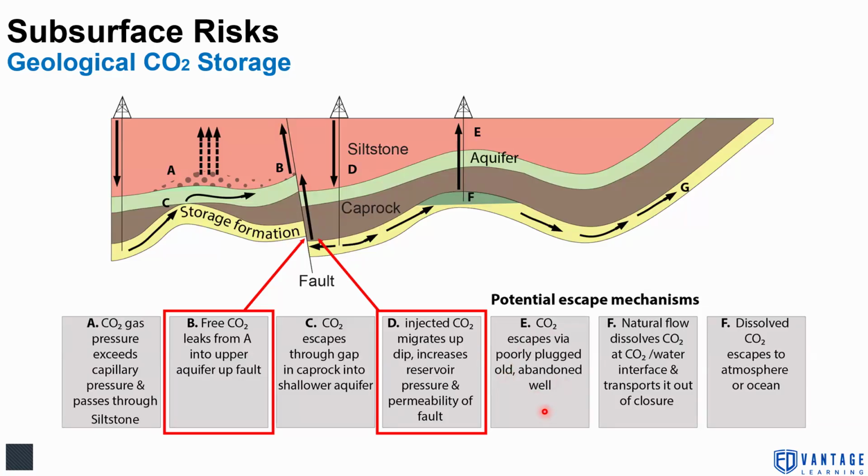So in abandoned wells, what do we do? We plug the well with a cement plug or bridge plug, and we abandon the well if it is dry. Of course, with increasing pressures in the reservoir, this plug may get spoiled, and your CO2 may again escape through the abandoned well. That is also a matter of concern. Also, in F, natural flow dissolves CO2 at the CO2-water interface and transports it out of the closure. And this is G, CO2 escapes to the atmosphere or ocean.